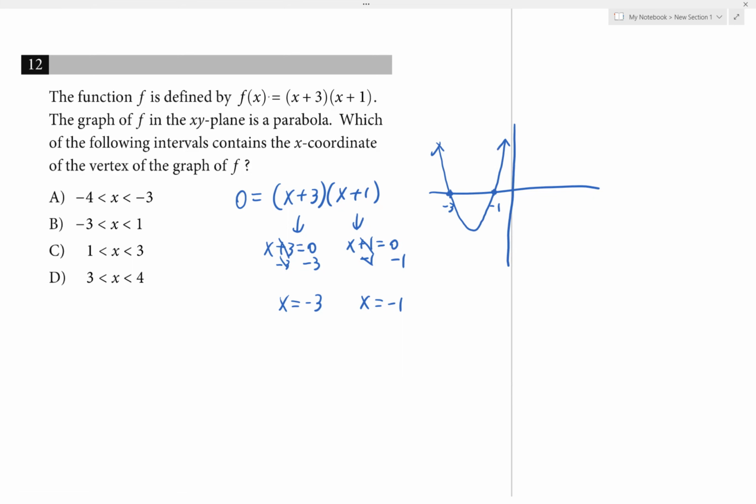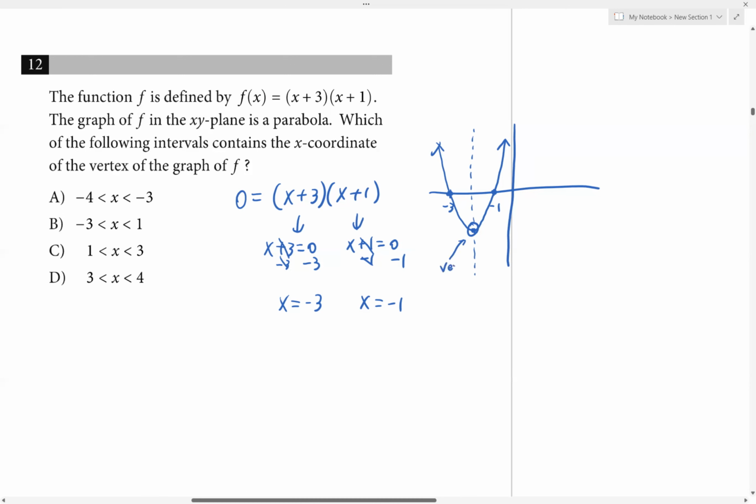Okay, so now we can actually answer the question. The question wants to know which interval contains the x-value of the vertex. So we know the vertex is actually halfway in the middle, right? The parabola has to be symmetrical, so it's going to be right in between. This is where the vertex is. That's the lowest point on the graph. In this case, that's the vertex.